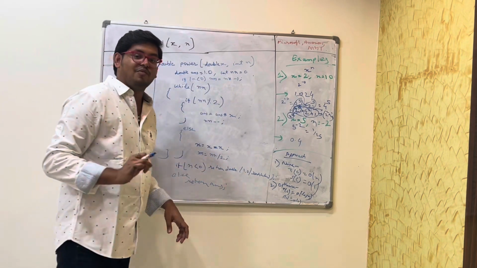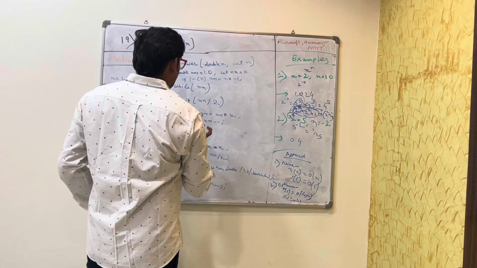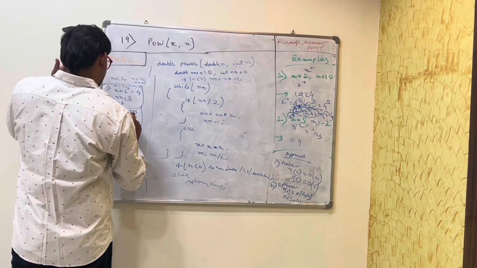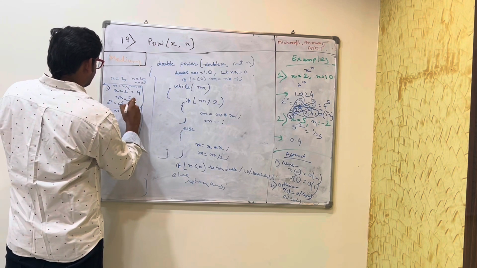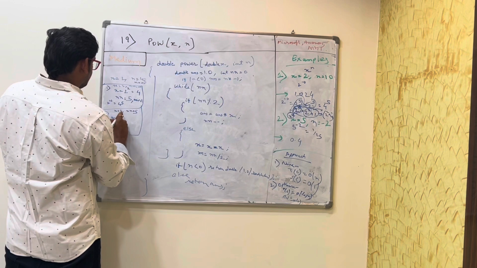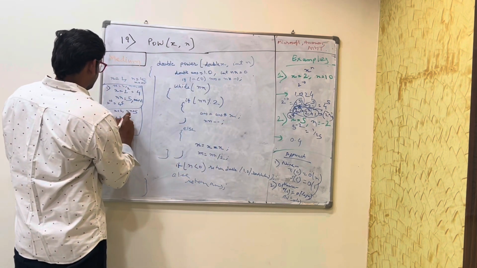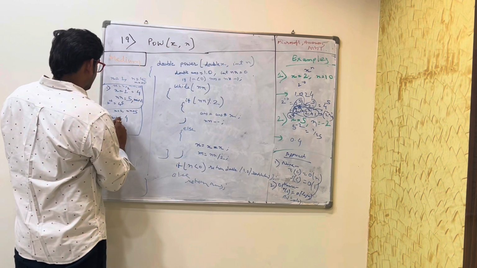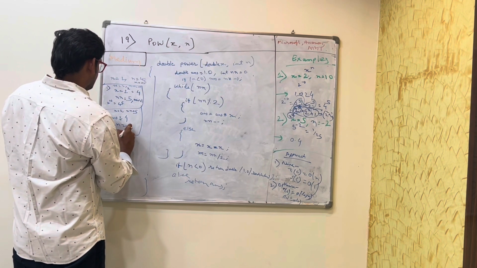Next, n is 5, greater than 1. What happens to 5 mod 2? 5 mod 2 is 1. So this is satisfied, and our answer becomes answer into x. Here answer was 1 only, right? Now answer becomes answer into x, that means 1 into 4. Answer becomes 4, n becomes 4, and x is still 4.